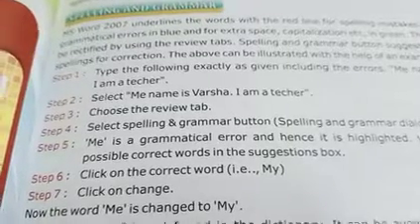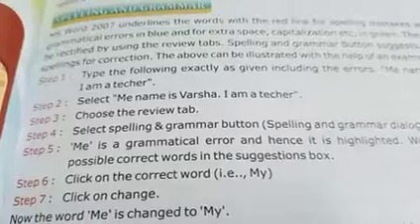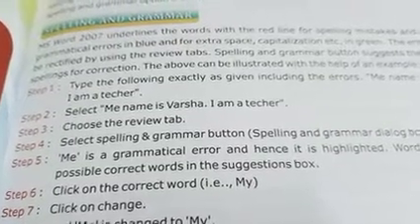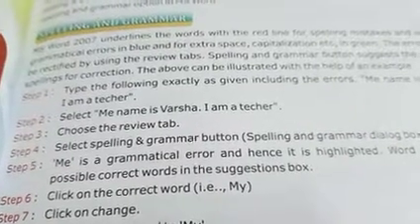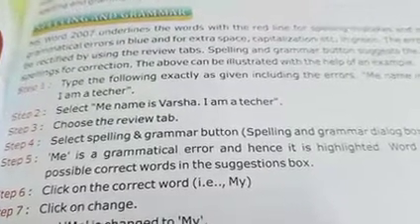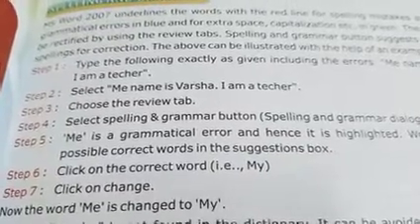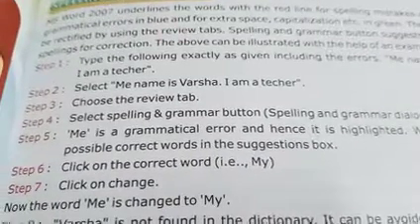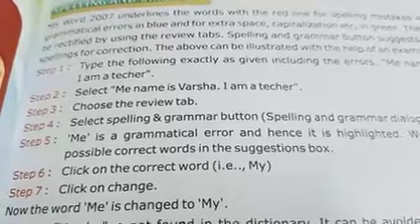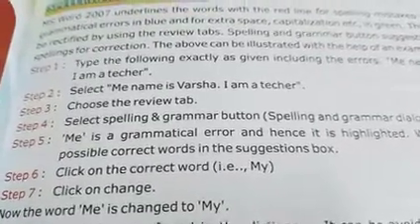Step 5. Me is a grammatical error and hence it is highlighted. Word suggests the possible correct word in the suggestion box. Step 6. Click on the correct word, for example, my. Step 7. Click on Change. Now the word me is changed to my.